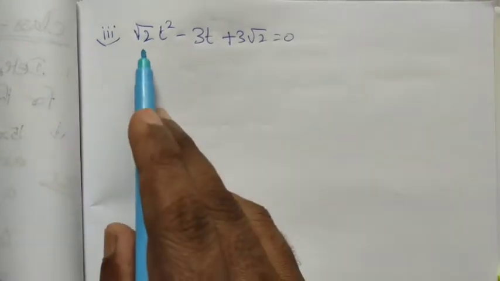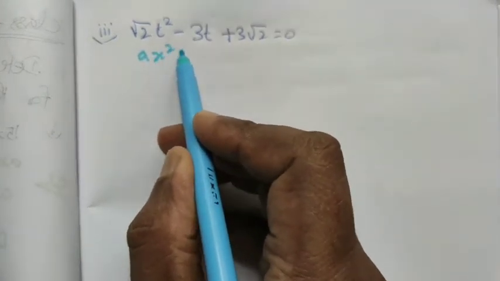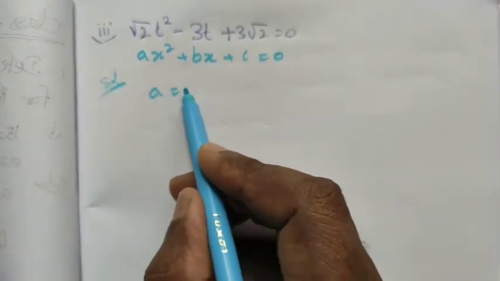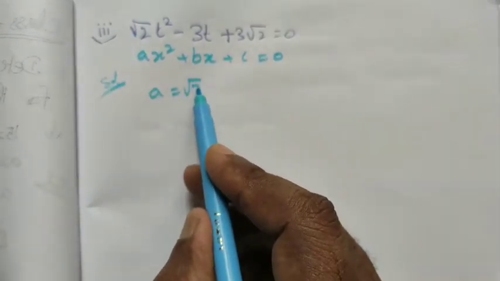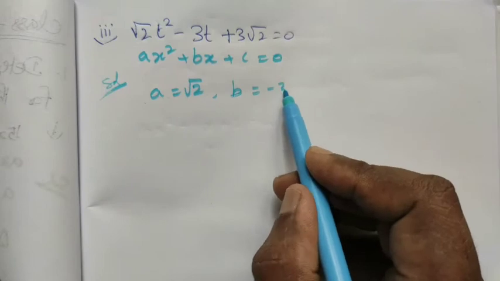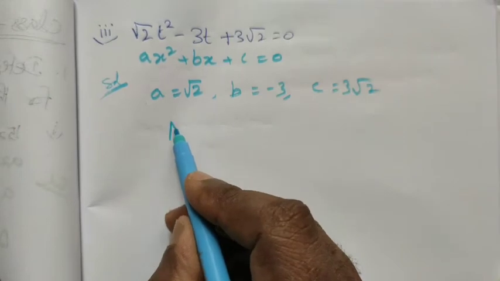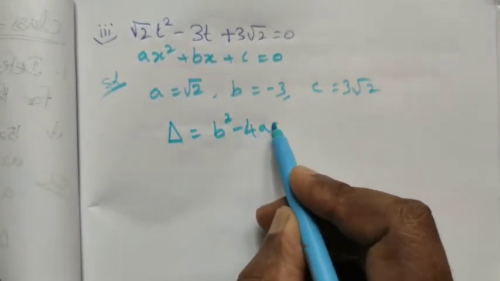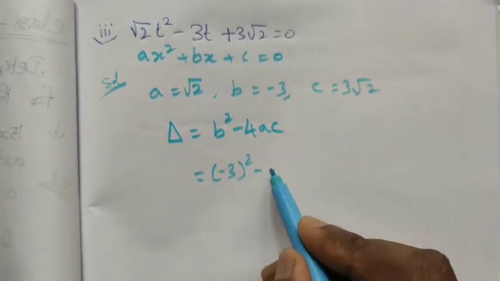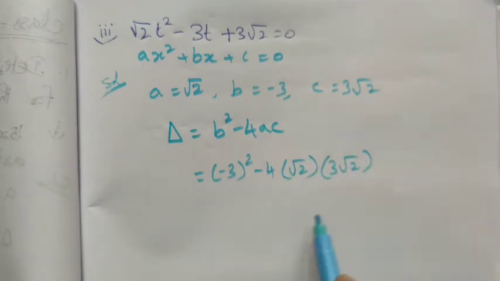Let's see the third Roman number: root 2 into t square minus 3 into t plus 3 root 2. Compare this equation with ax square plus bx plus c equal to 0. Here a is equal to root 2, the coefficient of the variable, that is t. Then b is equal to the coefficient of t, minus 3, and the constant term c is equal to 3 root 2. Now the discriminant is b square minus 4ac.